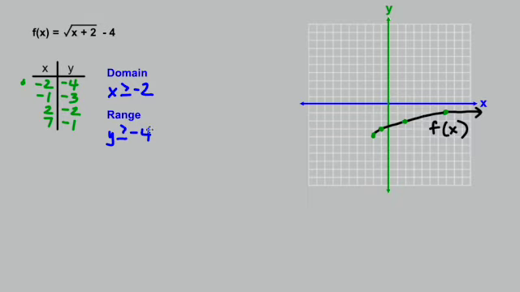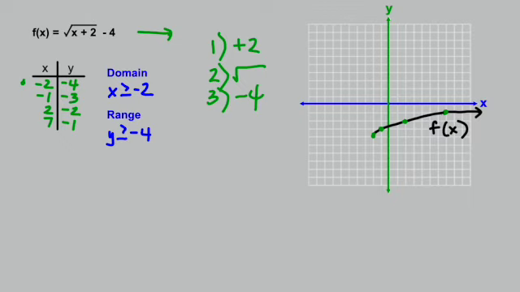Range, similar. Negative 4 is as low as we go. So any value of negative 4 or higher would work. Let's go ahead now and look at the operations that created this function. Well, the first thing that happened to x was we added 2. The second thing was square root, and then the third thing was we subtracted 4.